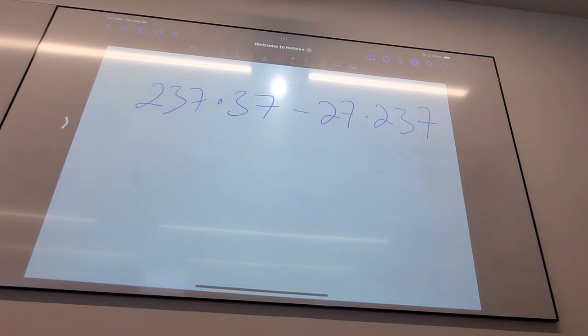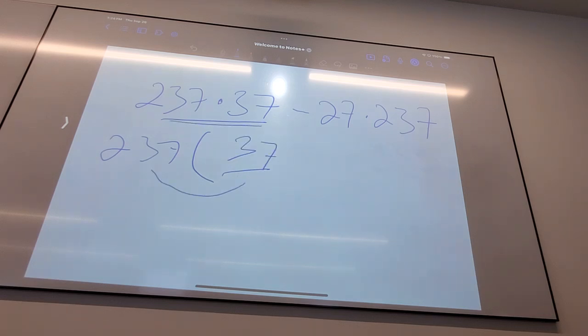So obviously I did the 7s a little bit on purpose, but what number is repeated? 237. So what can you take out? Like undistribute. 237, you can take that out. What would have been in here to make this? 37. You see if I distribute it, don't I get back to here?